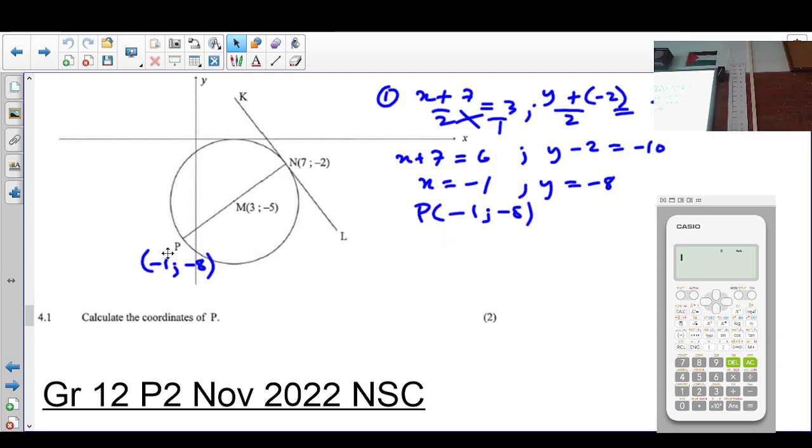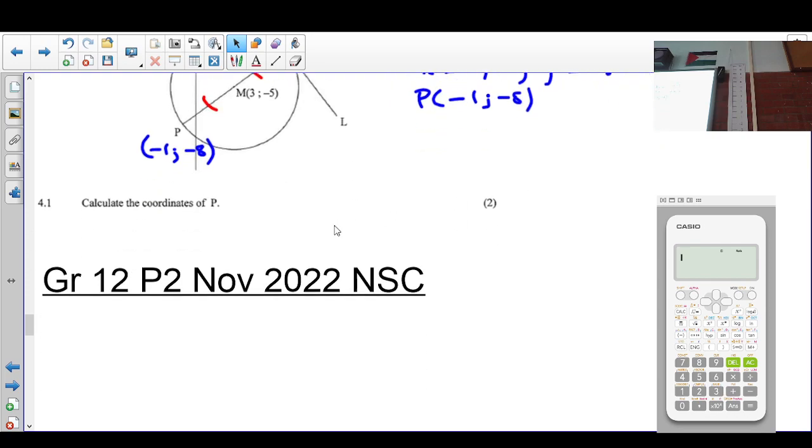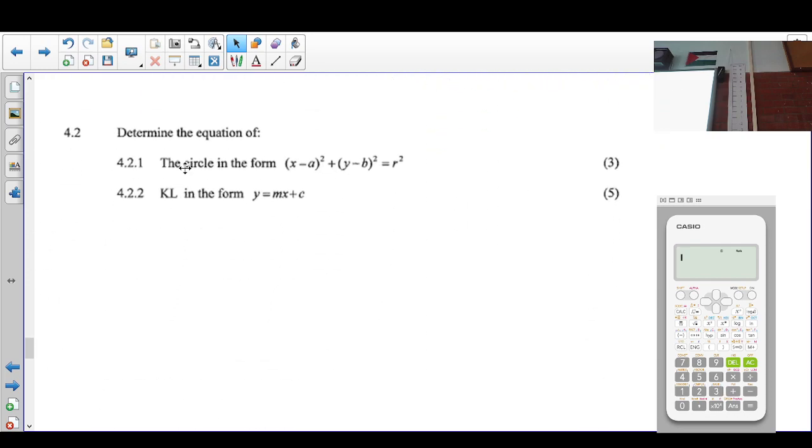And since P is one of the endpoints, and of course M is the midpoint, I can use the midpoint formula in reverse. Okay, with the converse thereof. And we got P to be (-1, -8). Okay, so the next question.